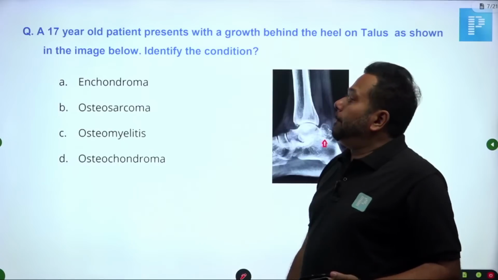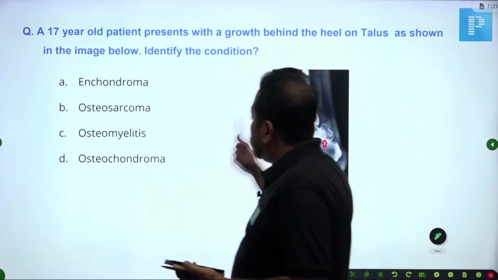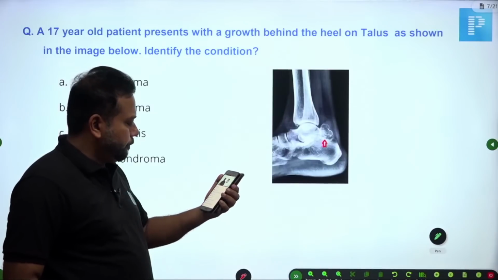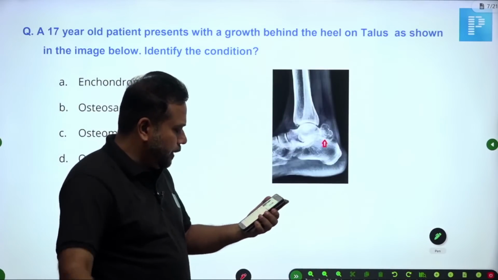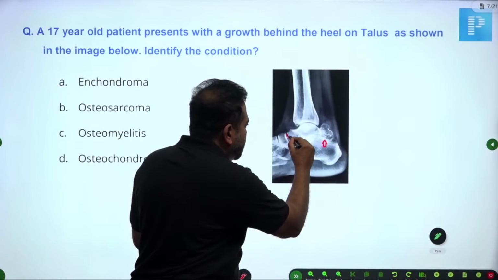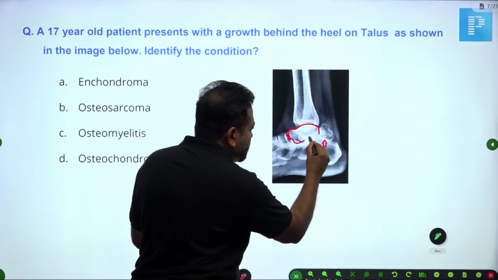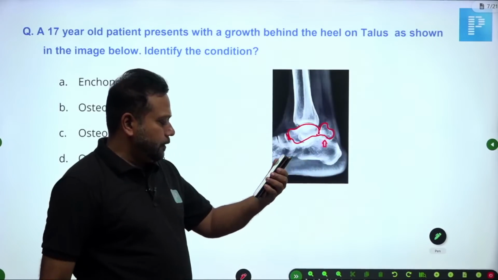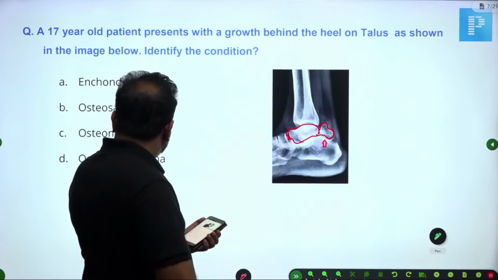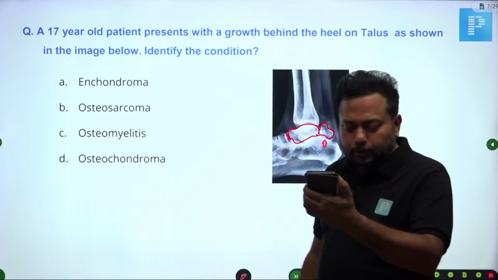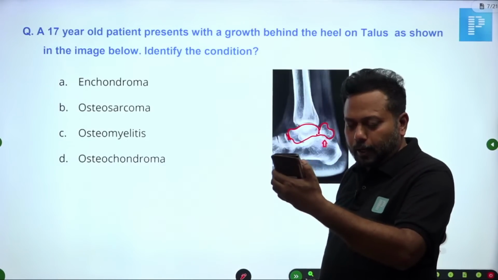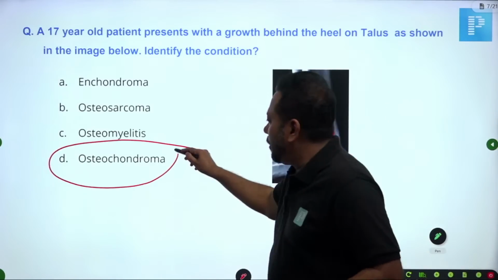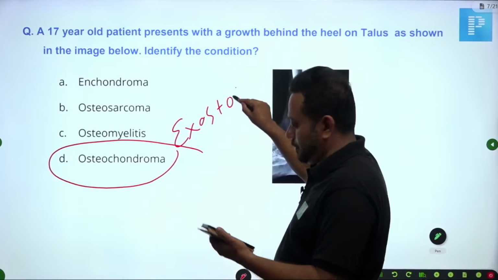A 17-year-old patient presents with a growth behind the heel on the talus, as shown in the image below. What is the thing? Okay, so dear guys, anybody? See, I am able to see this is the whole bone, this is the talus. From the talus, I am seeing an exophytic growth on the posterior aspect. Mukul Diman, Sani Yadav, and Srinivasan Jayasheelan, all of you have given the right answer. Marvelous. It is osteochondroma, otherwise called exostosis.